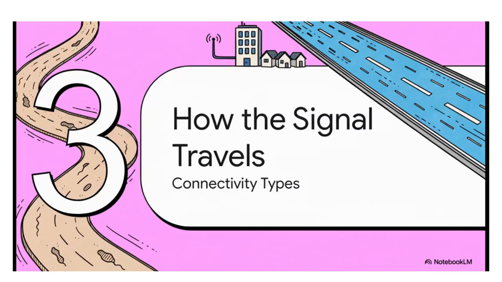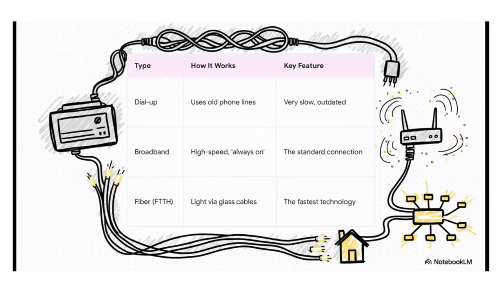So, we've figured out what happens inside your house. But what about the journey to your house? How does the signal even get from the ISP's office to your building in the first place? You can think of it like different types of roads. There are slow village roads, and then there are super fast express highways for data. As you can see here, this table explains the main types. First, there was dial-up. This used the old telephone lines. Those were slow, man.